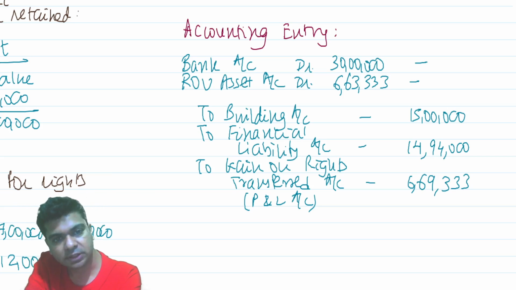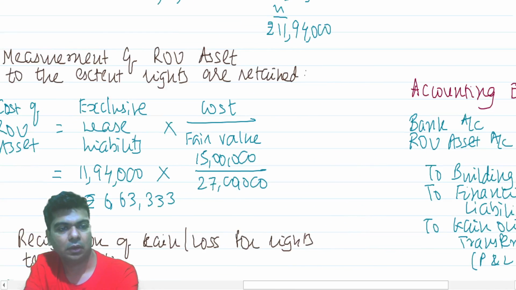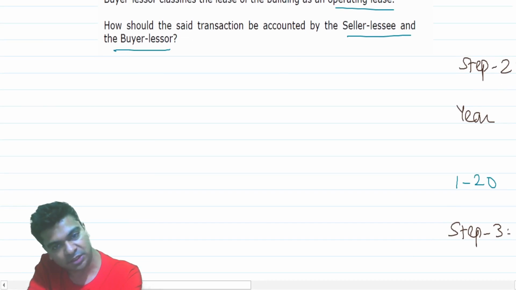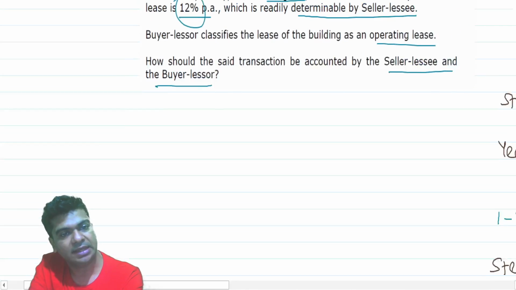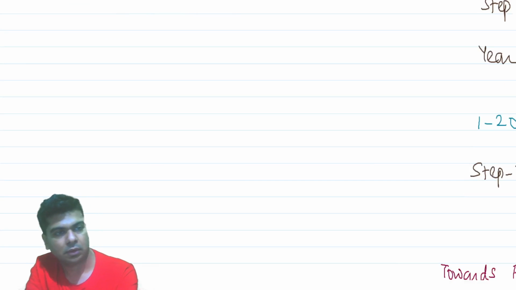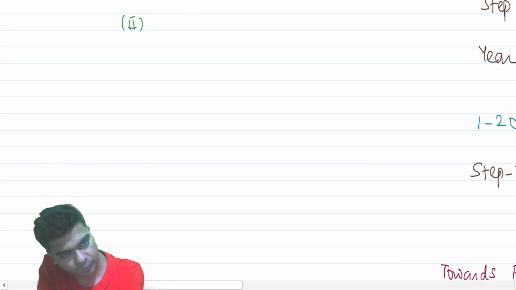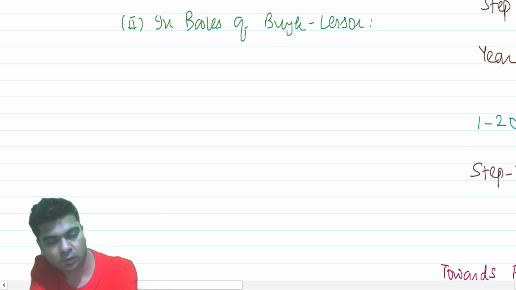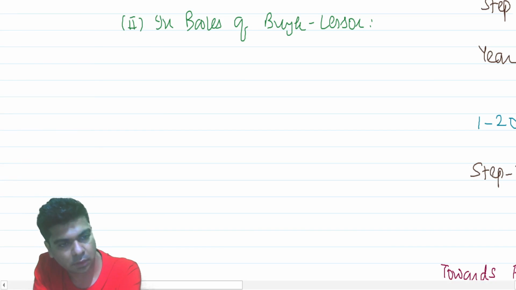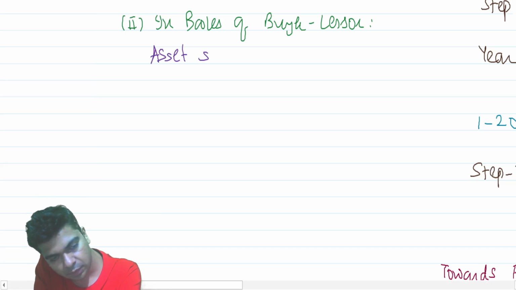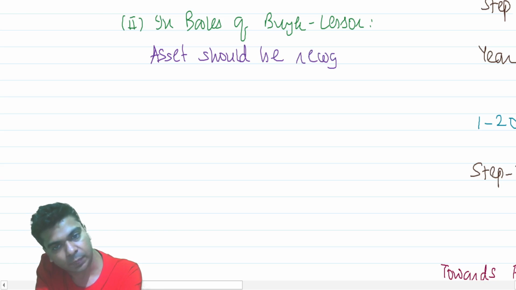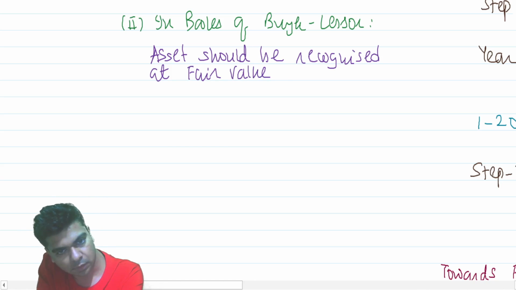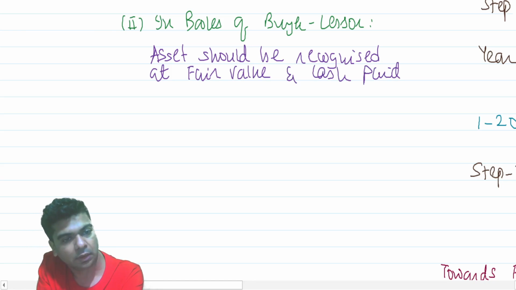Pause the video if you are still writing. And if you return back to the question, they are saying how should the said transaction be accounted by the seller lessee and the buyer lessor. So we say in books of buyer lessor. Here asset should be recognized at fair value and cash paid at sales value.